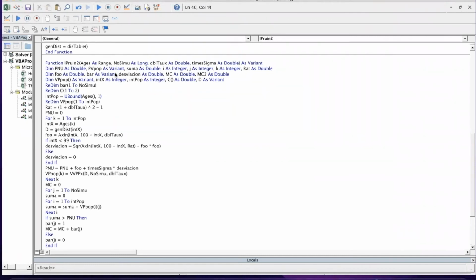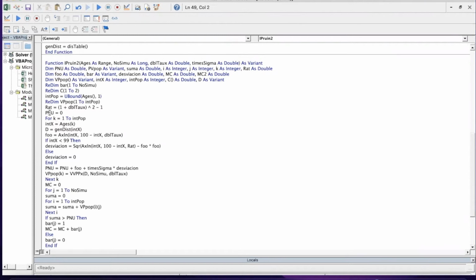For this approach, we're using this function, which calculates the probability of ruin. First, we need to look at this variable name, inpop. For this one, it's necessary to use UBound. This function tells us the largest subscript of the array ages. Basically, this counts how many ages we have in the array. If we have a 60 people portfolio, then inpop will be equal to 60.